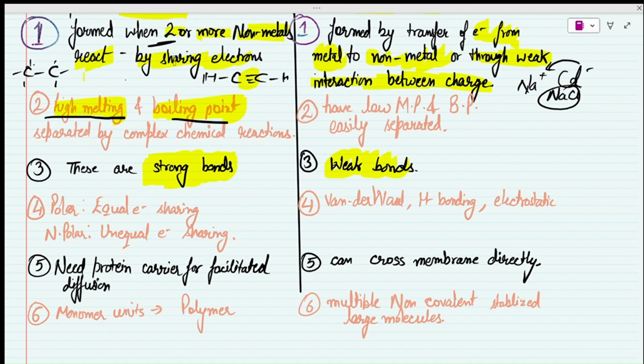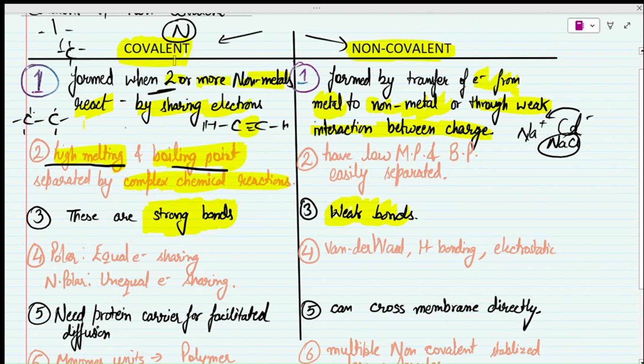Okay, so you need some complex chemical reaction in order to separate these non-metals from each other in the covalent bond. And if you talk about non-covalent, they have low melting point and boiling point, and they are easily separated since they have weak bonds.